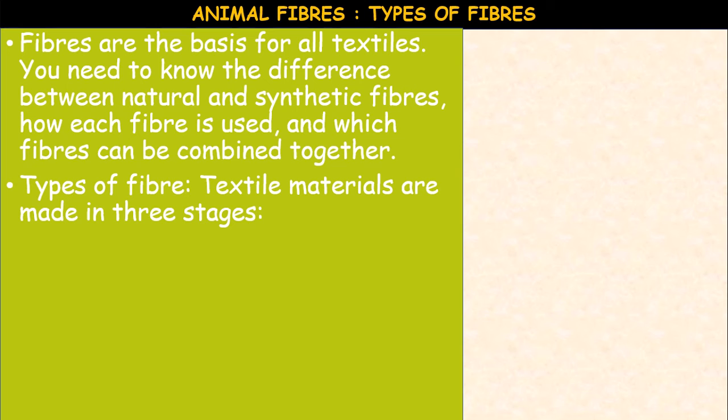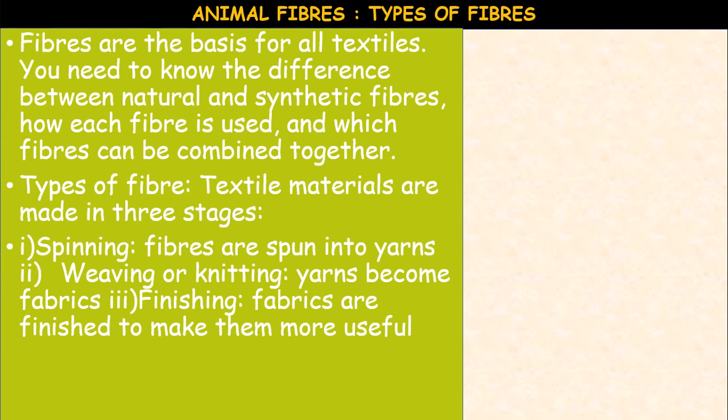Textile fibers. The textile materials are made in 3 stages. What are they? The first one is spinning. The fibers are spun into yarns. The second one is weaving or knitting. Yarns become fabrics by means of weaving or knitting. Then the third one, most important one, finishing. The fabrics are finished to make them more useful.